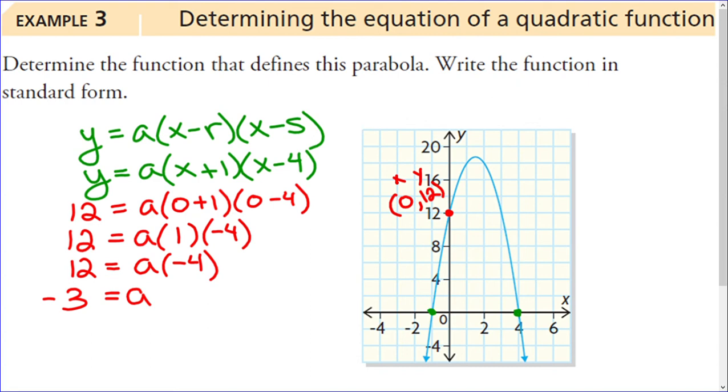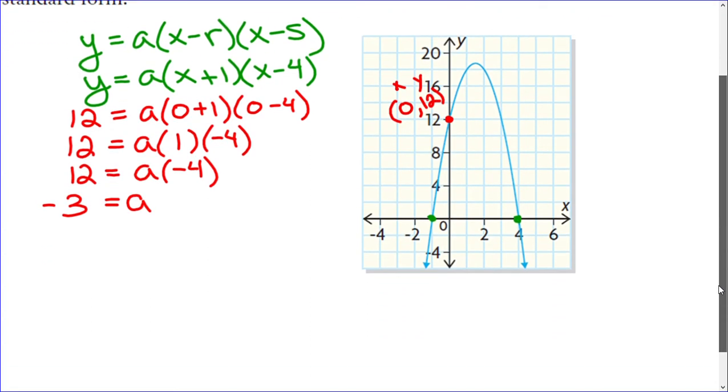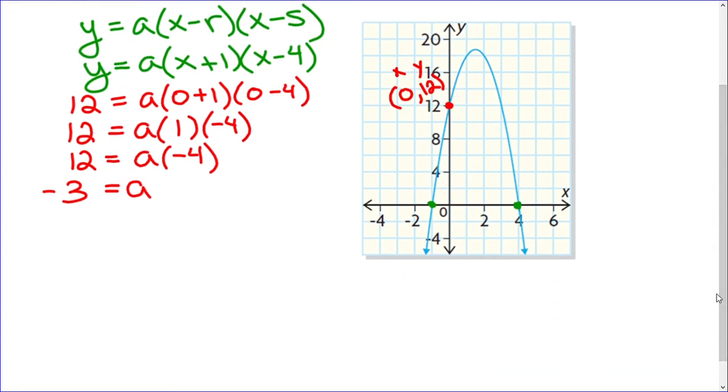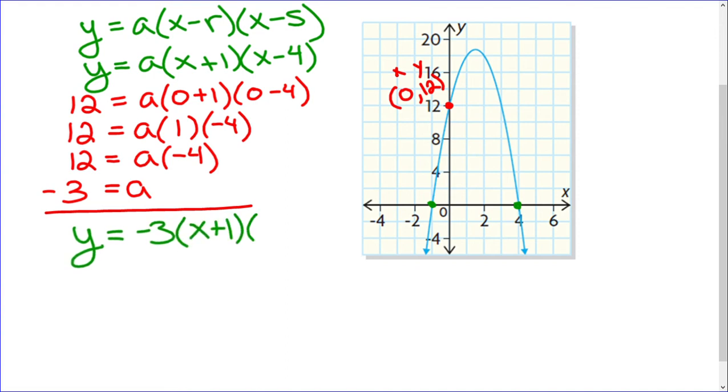So now once I write out my equation, I've found out what my stretch value is. That helps me write out the whole thing, and I can see that y is equal to negative 3, x plus 1, and x minus 4. And from there, we can solve for many different things, switching into different forms, telling different characteristics of the graph, and all that kind of stuff.